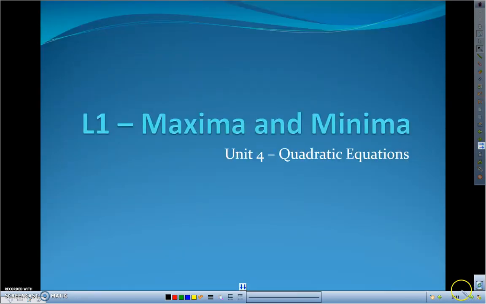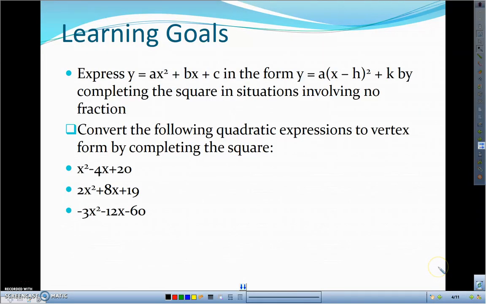Okay, moving forward, we're looking at maxima and minima of quadratic equations. The difference between quadratic expressions and equations is that with an equation, you're probably going to be solving something. So our learning goals for this lesson will be to express a standard form quadratic equation into the form of vertex form, which is y equals a times x minus h squared plus k, by completing the square in situations involving no fractions.